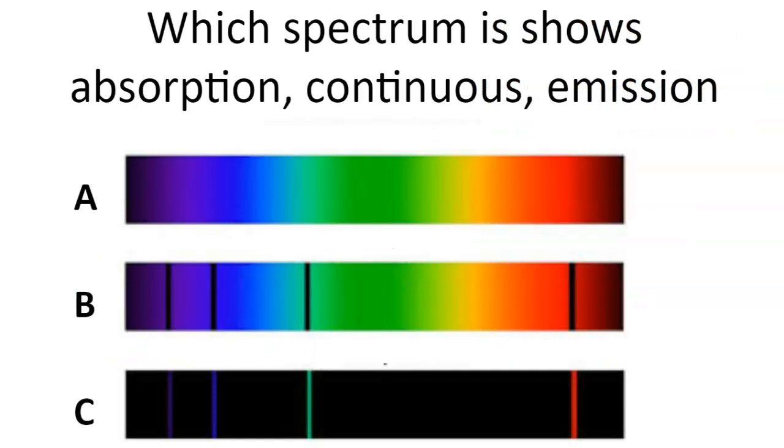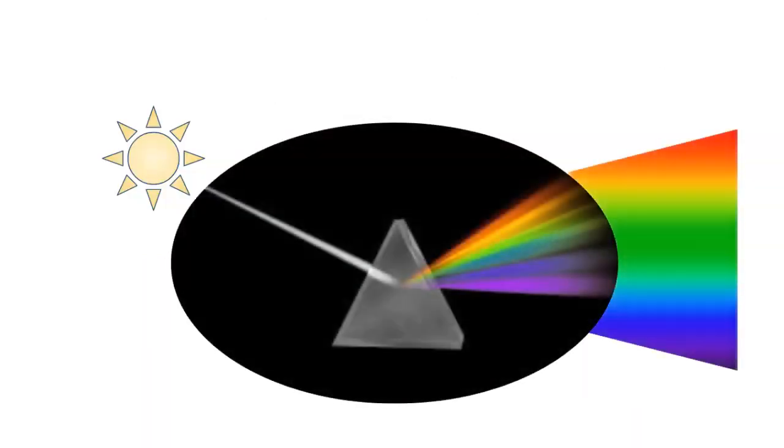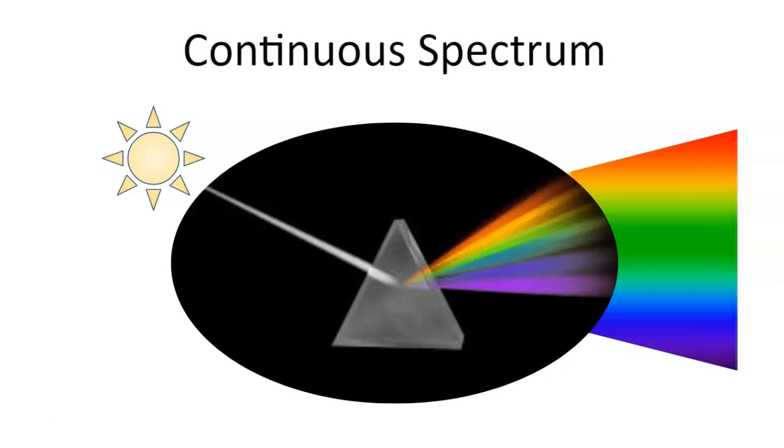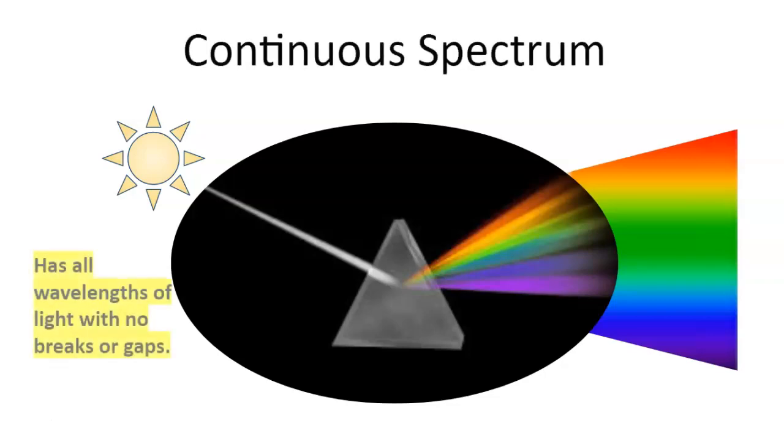So we're going to take a look at the different types of spectrum, but let's take a moment to see if we can figure out which spectrum shows an absorption, a continuous spectrum, or an emission spectrum. Let's look at a continuous spectrum. You've actually seen this before. So once again, if you take something like white light and you shine it through a prism, the light breaks apart and it appears like a rainbow. This rainbow is a continuous spectrum because it has all wavelengths of light with no breaks or gaps in between.